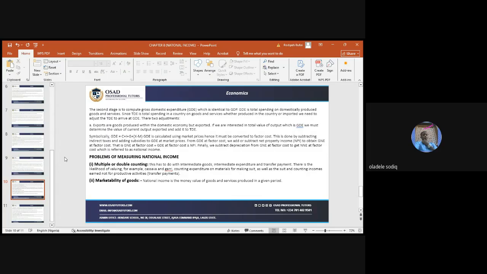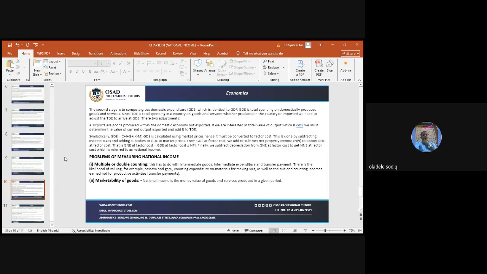There is the likelihood of valuing, for example, cassava and garri, counting expenditure on materials for making sweet, as well as the sweet, and counting income earned. What we are saying is that instead of recording, for example, 5, you record it as 10, meaning that you have added it twice. The value of garri, you now add it to the value of cassava. All of these are some of the problems.